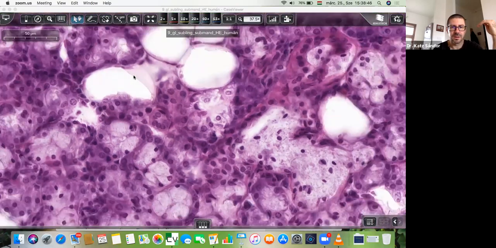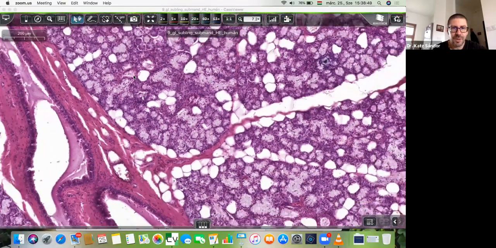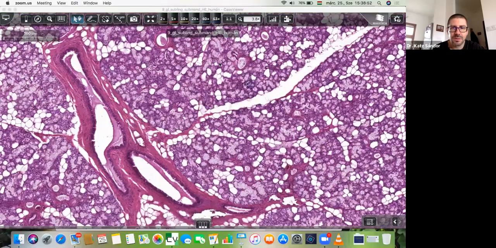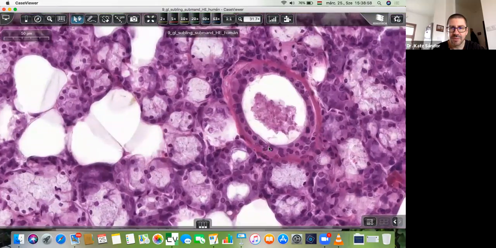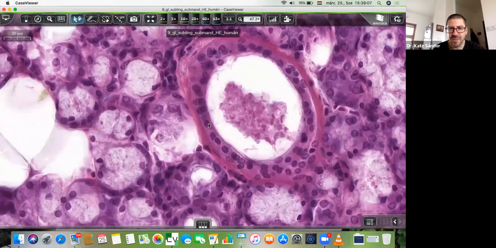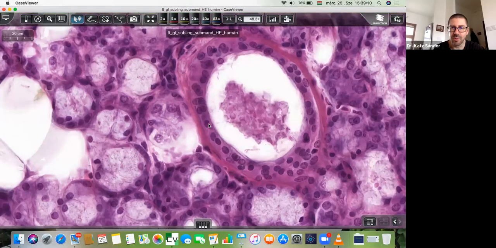Okay. Let's see the next one. So here we have a stratified lining. I think it's 2 layers. Now here we can see the transition between the striated duct and interlobular duct, because on that side we can see only 1 layer of cells, but it becomes 2 layers. So here we can see the exact transition between the simple and stratified lining epithelium. Here we have the preserved saliva inside.